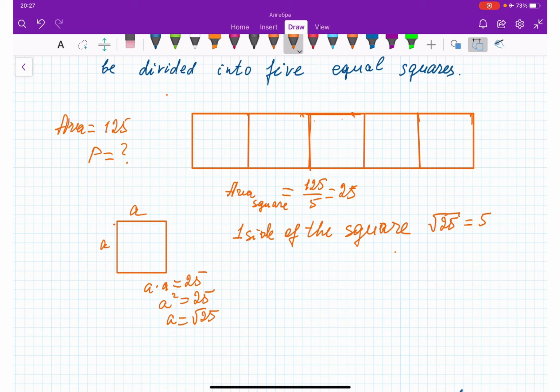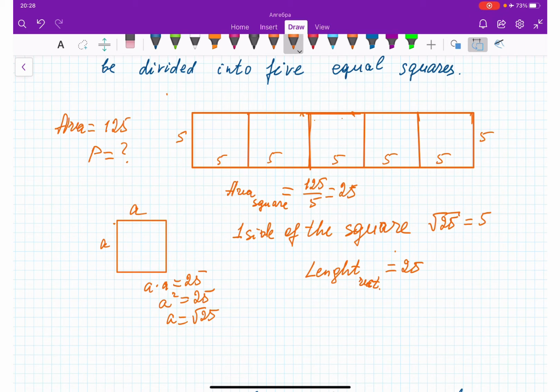Okay. So one side is 5. All right. And which means the length of the entire rectangle, if each side is 5, 5, 5, 5, and 5, right? It's going to be how many? 25, correct? This one side is going to be 25. So 25 is the length of the rectangle. And how about height? Since it's a square, height is also going to be 5, right? So height or width doesn't matter. The height of the rectangle, not the square, is equal to 5.